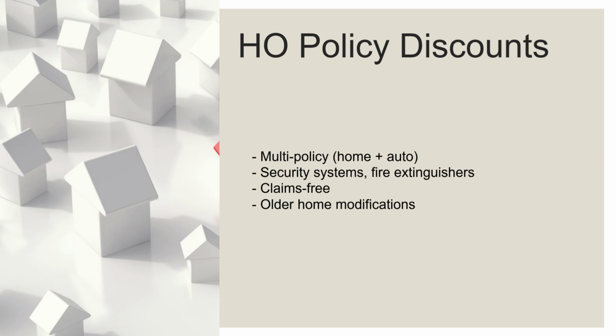Roof and construction. Impact resistant roofing materials or a recent roof replacement often qualify for discounts. Homes built to modern building codes may also cost less to insure. Claims free or loyalty. Customers who haven't filed claims for a number of years and those who stay with the same insurer may receive lower rates.